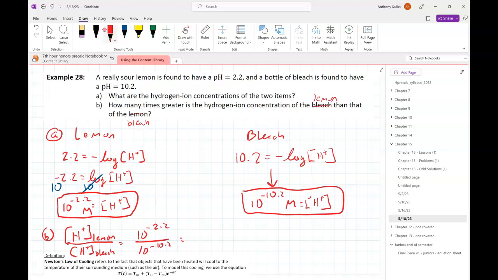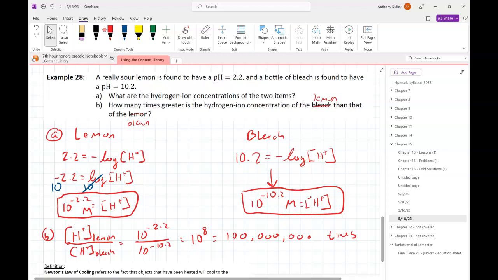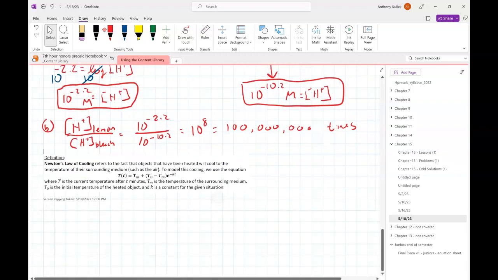Which again, I can do with no calculator. I'll just simplify. So that lemon is 100 million times the concentration of hydrogen ions as the bleach. Whoa! That's a lot of hydrogen ions.